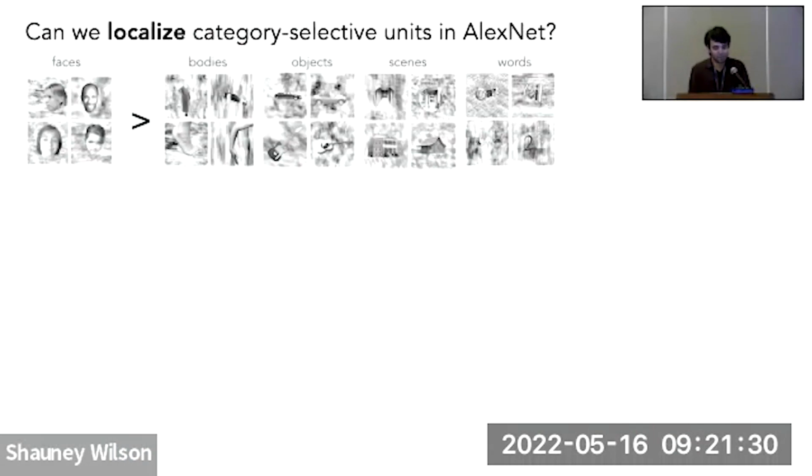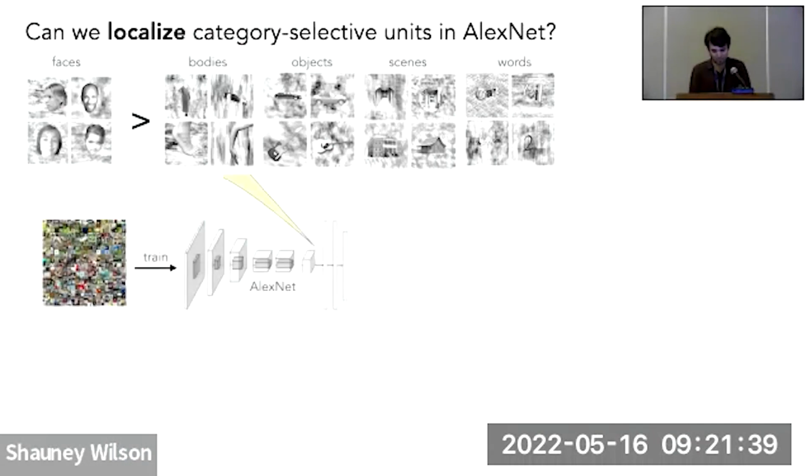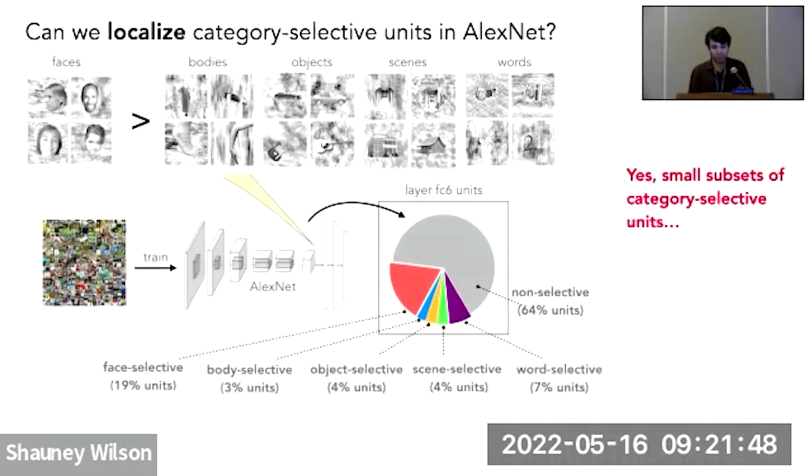To try and localize these units, we followed standard procedures from fMRI, first showing images of faces, bodies, scenes, objects, and words to a network trained on ImageNet. And then we recorded responses in each unit of the model and applied a statistical contrast to identify units that were selected for each domain. And we found that we were able to identify relatively small subsets of units that had learned selectivities for these domains across the network, even emergent within the same layer. And here we're showing layer FC6 as an example.